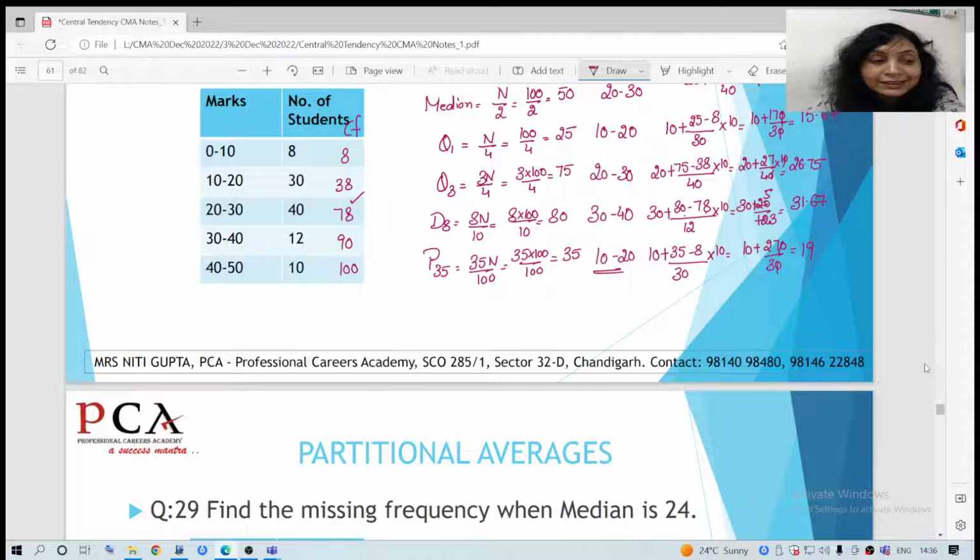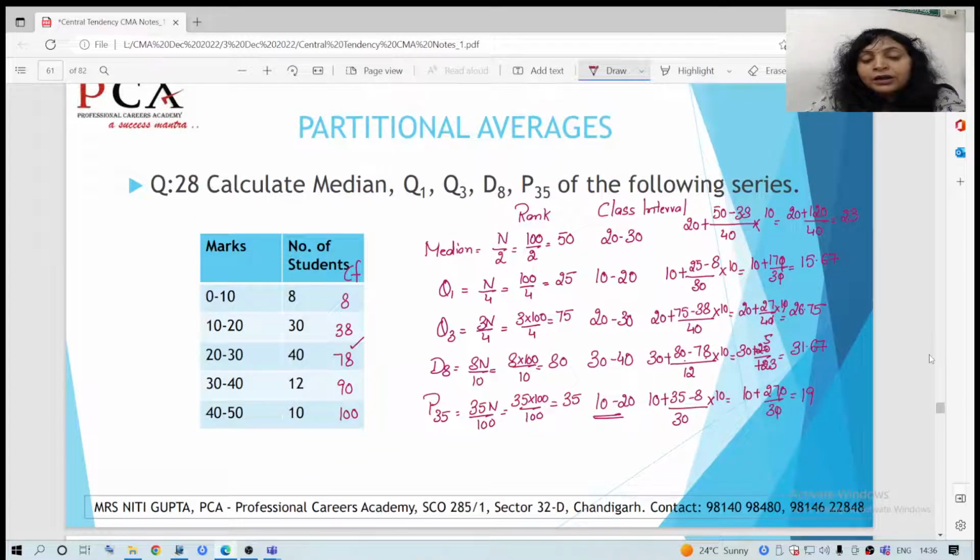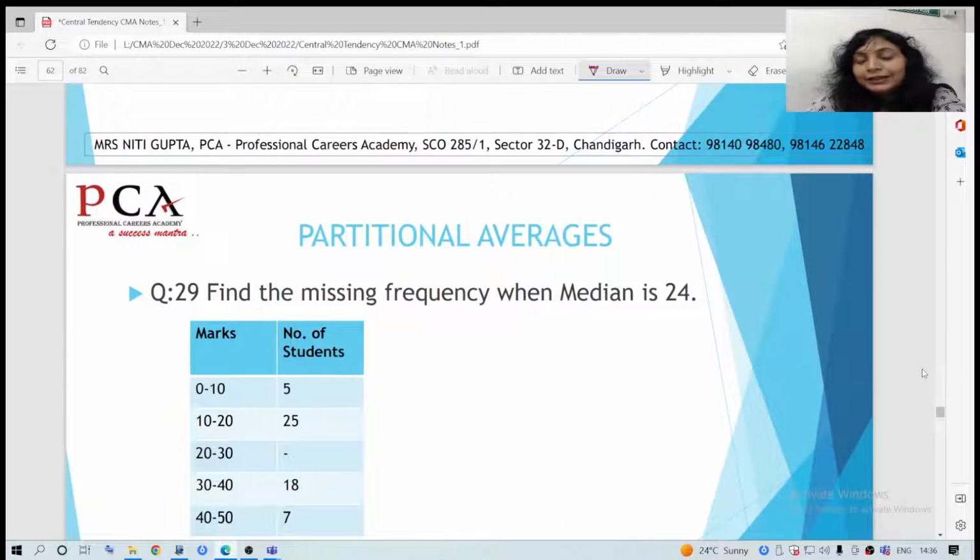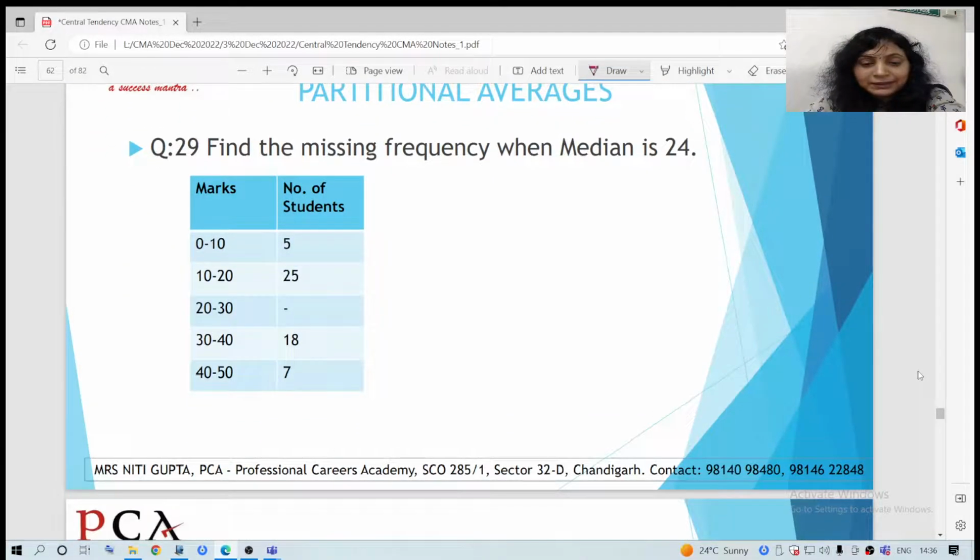I hope this is clear to you. So we have calculated partitional averages like medians, quartiles, deciles, percentiles in individual series, discrete series and continuous series. So let's move to a few complex questions of partitional average, which is basically of missing frequency, either one frequency is missing or two frequencies missing.